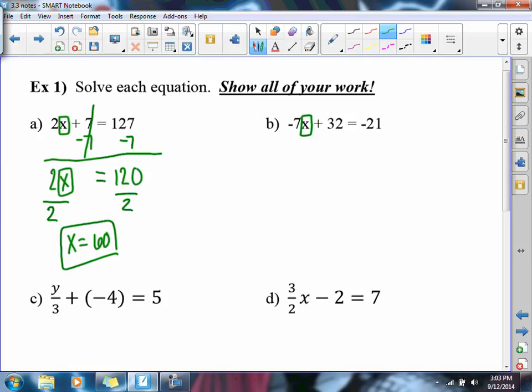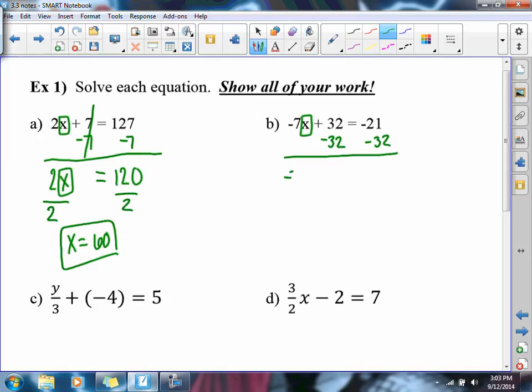And I do have addition. I have a plus 32 that I have to get rid of. And I have a timesing by a negative 7. Now don't confuse that negative in front of the 7 as a subtraction. It's a negative 7 and it's being multiplied by the x. So my first step is going to be to subtract the 32. That's the addition that I want to undo.